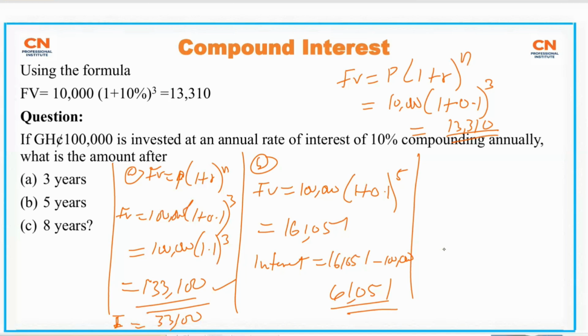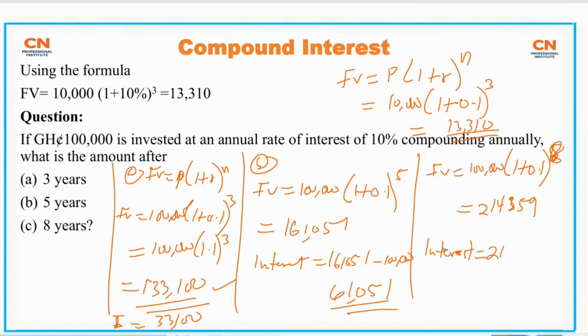C says 8 years. That one, the future value will be the same 100,000 into bracket 1 plus 0.1 raised to the power, sorry, it's raised to the power 8. The last is raised to the power 8. And that gives us 214,359. So this is the future value, and the difference between this future value and the initial principal becomes the interest.